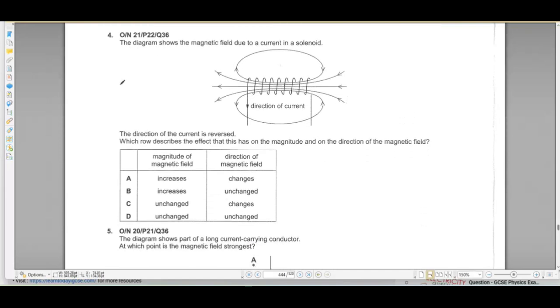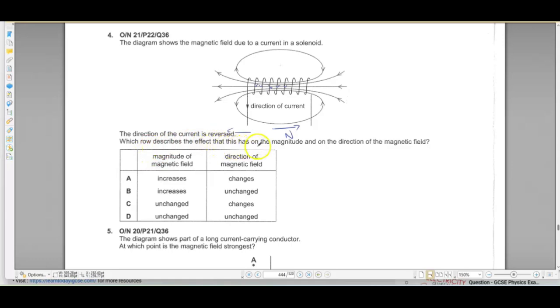Question number 4. The diagram shows the magnetic field due to a current in a solenoid. The direction of the current is reversed. Okay. First, the curling of the fingers was towards us, and if the north was over here, and the curling shows this current, then when the direction is reversed, obviously north is going to go in this direction.